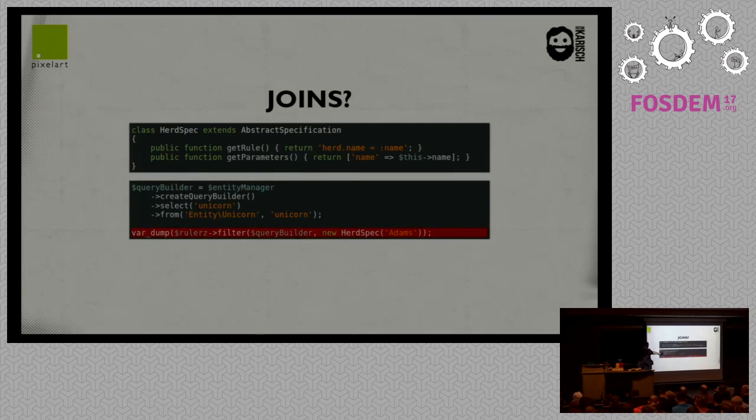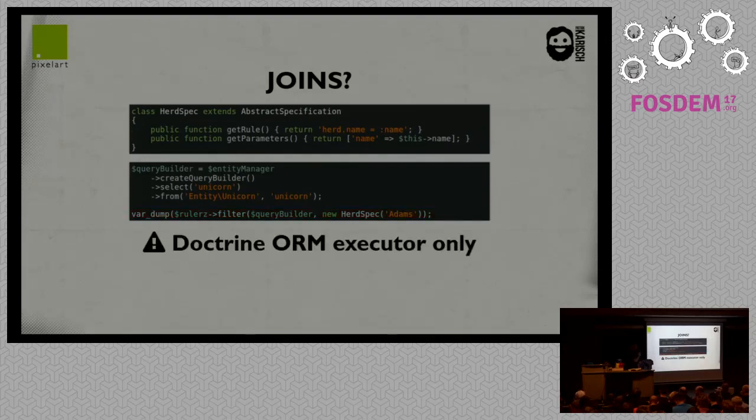You simply create a unicorn query builder as before. Rulerz automatically detects you are asking for a join if your mapping is okay, and filters all herds, in this case, which are named Adams. Maybe you have a unicorn herd named Adams family. Of course, this works only for Doctrine ORM, not for Propel or Laravel Eloquent. Maybe you can create a pull request for it, but it's nice. In this case, it's auto-detected, but you can also supply inner join, left join, right join if you want, and Rulerz uses your defined join too. Any questions to Rulerz so far?